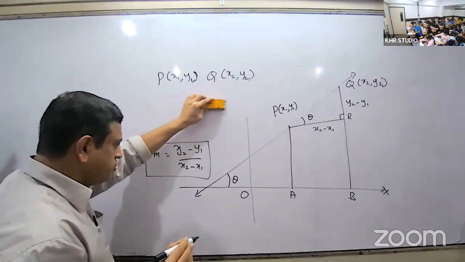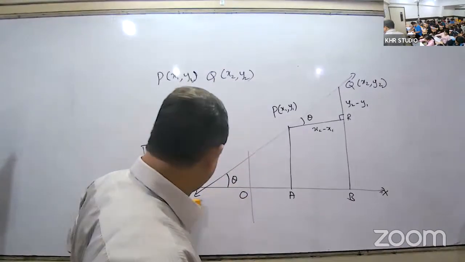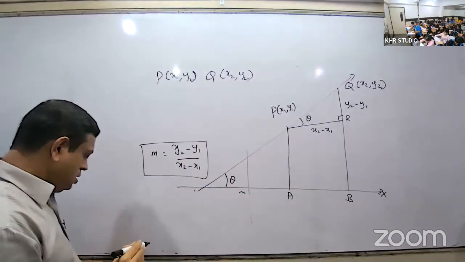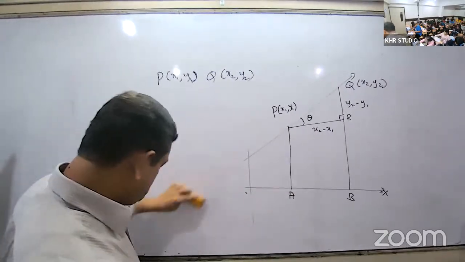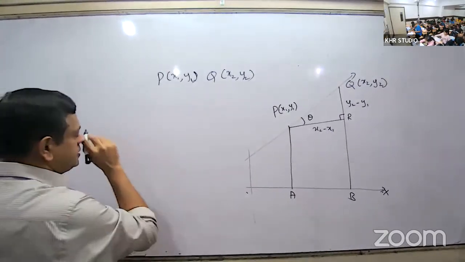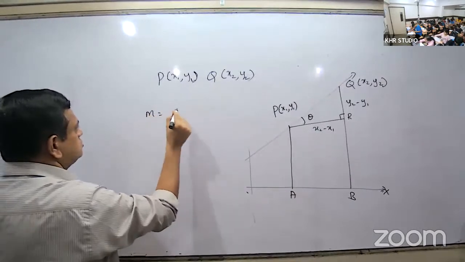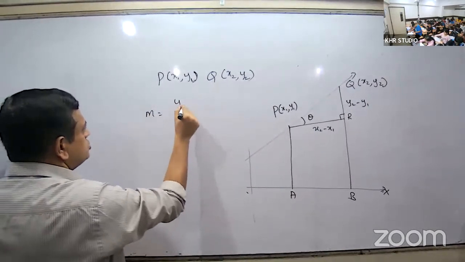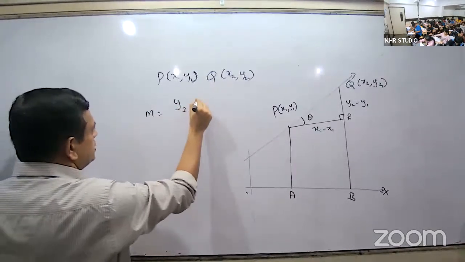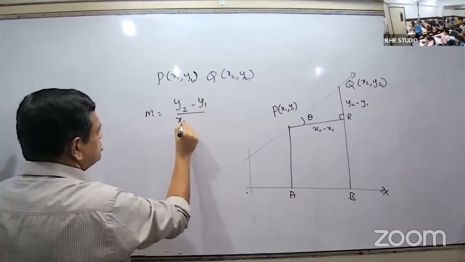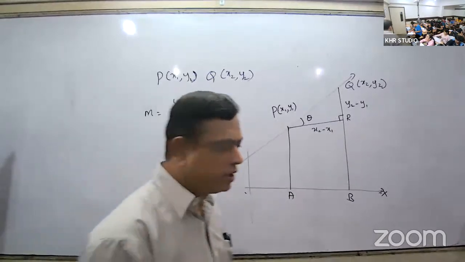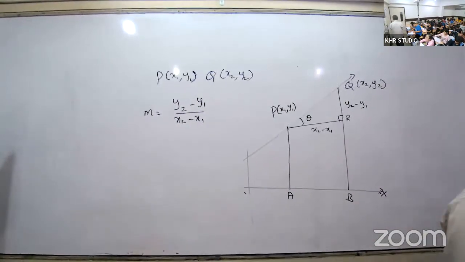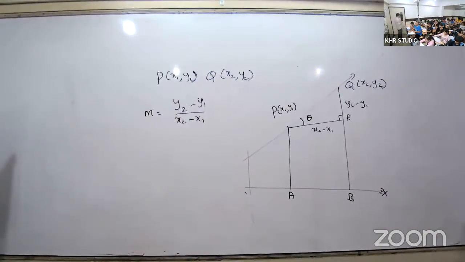Take any two points on the line. Then the slope of the line is m equal to y2 minus y1 upon x2 minus x1. So you got the second formula now? Yes. So y2 minus y1 upon x2 minus x1.